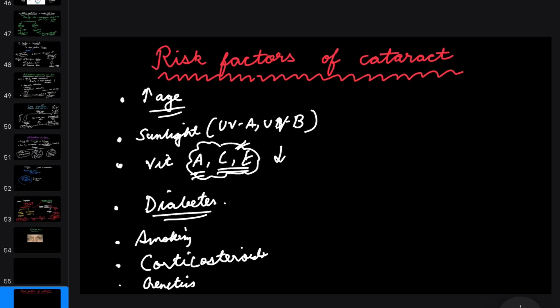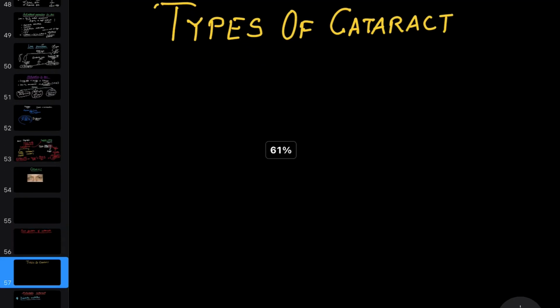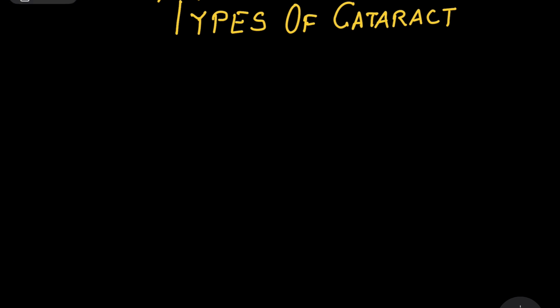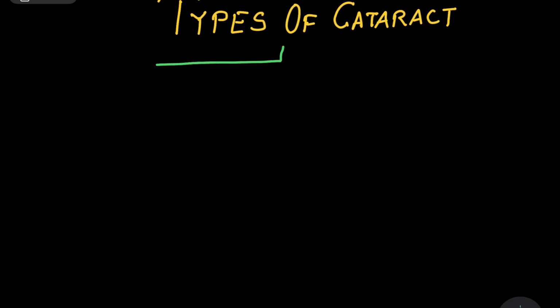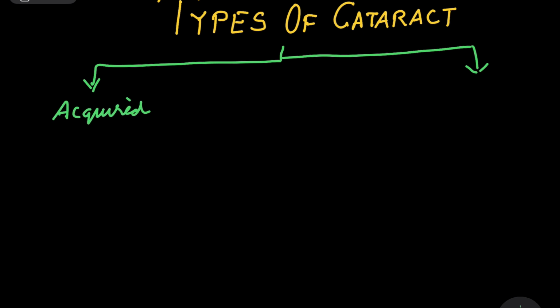Done? Done. Now, let's move on and classify cataract. So what exactly are the types of cataract? Cataract means opacification of lens or its capsule. Okay. What are the types of cataract? We are actually dividing the types of cataract based on a very easy thing. That is, when exactly are you getting that cataract? That is how we are dividing it. Acquired and congenital.